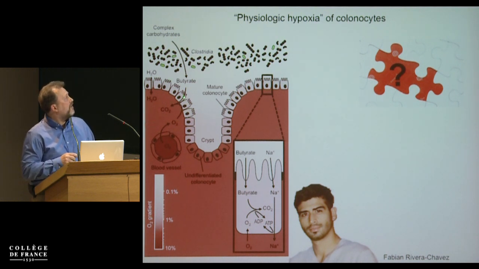Apparently the amount of oxygen consumed in this process is so large that the epithelium in the colon becomes hypoxic, which is less than 1% oxygen. Normal tissue oxygenation is between 3 and 10%.